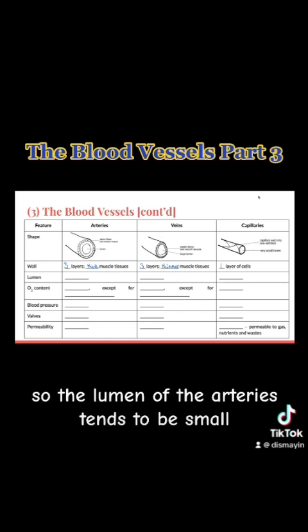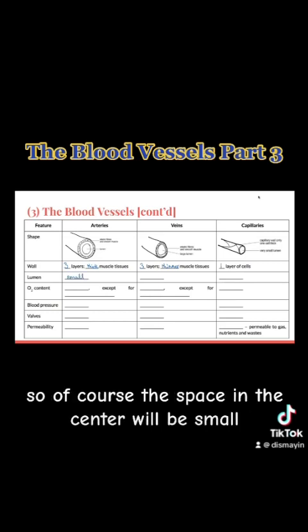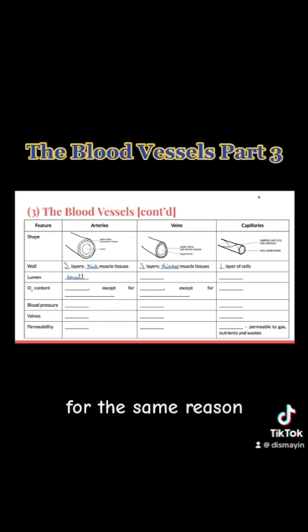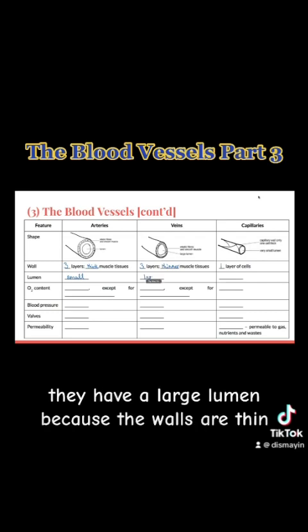form the walls. So the lumen of the artery tends to be small, and that's because the walls are so thick, so of course the space in the center will be small. Veins, on the other hand, for the same reason, now you can see why they have a large lumen. They have a large lumen because the walls are thin.